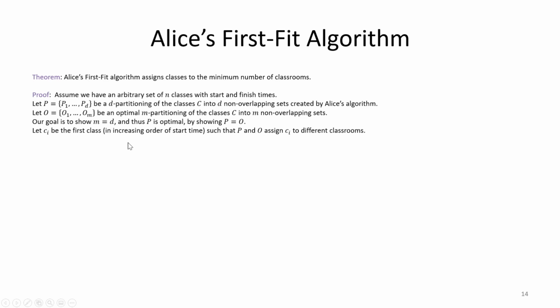So we're going to look at each class in increasing order of start time, and we're going to compare where P and O assign those classes. Okay. And as long as P and O are assigning Ci to the same classroom, we ignore them. We stop only when P and O assign Ci to different classrooms. That's where our proof is going.